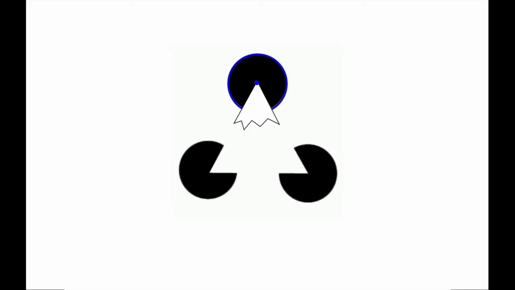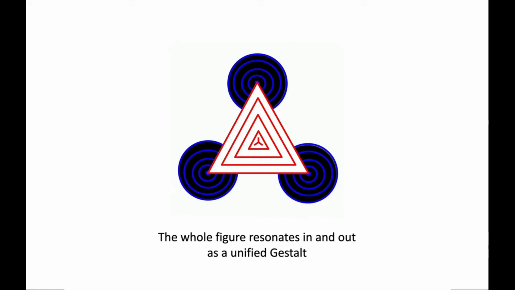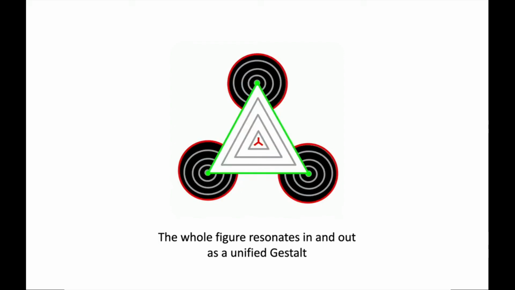Now, if this same process was happening at the other two corners all at the same time, then the three completions will propagate into a center where they create the illusory triangle. The illusory triangle then radiates inward and finds its own center of symmetry, from which it bounces back outward. And where it strikes the circles, it completes there. So the whole figure resonates in and out as a unified gestalt.